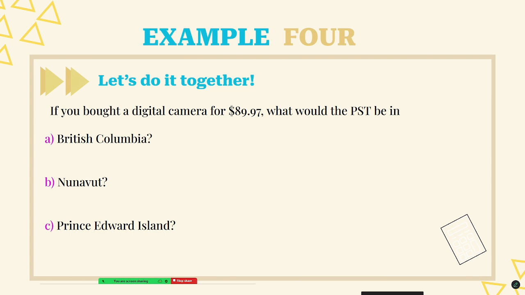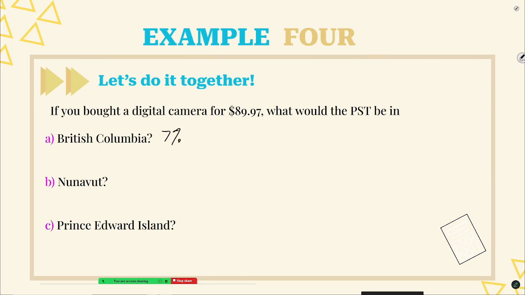At the end of yesterday's lesson, we were calculating PST for a digital camera bought in 3 different provinces and territories. I want to highlight again how important it is to read the question carefully. We worked through this problem yesterday. If you bought a digital camera for $89.97, what would the PST be in British Columbia? Going back to page 45, we see that British Columbia has a provincial sales tax of 7%.